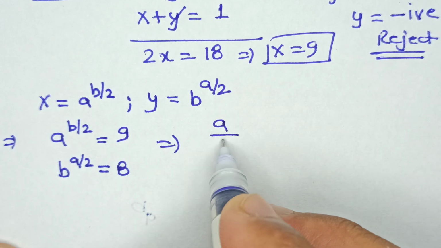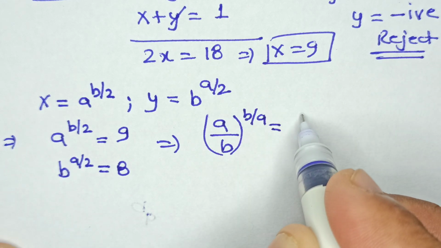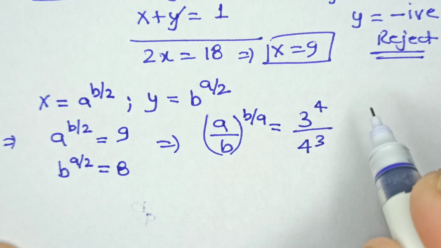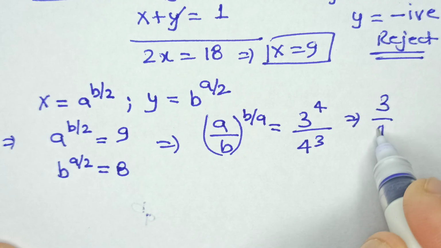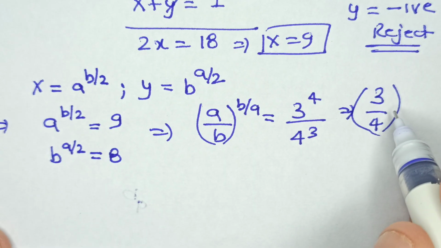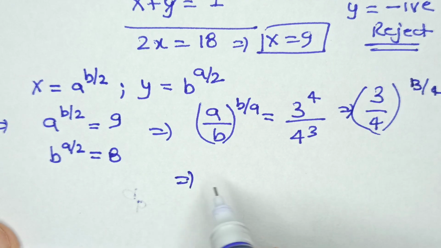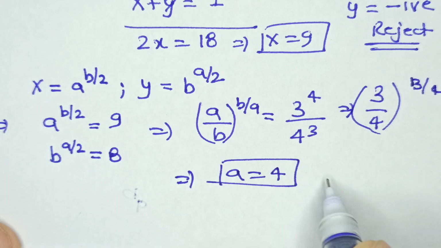So that means a divided by b, whole raised to the power b divided by a, can be written as 3 raised to the power 4 divided by 4 raised to the power 3. Now this can be written as 3 divided by 4, whole raised to the power 3 by 4. On comparison, what we get are the value of a, which is 4, and the value of b, which is 3.